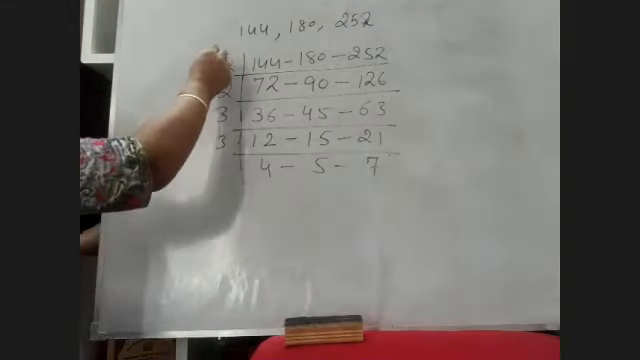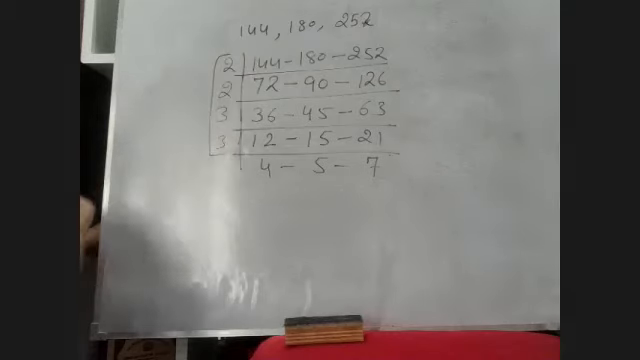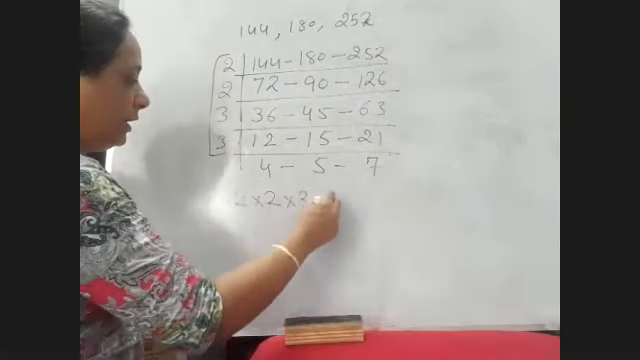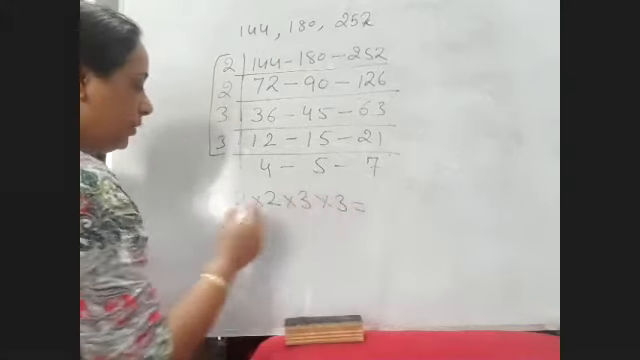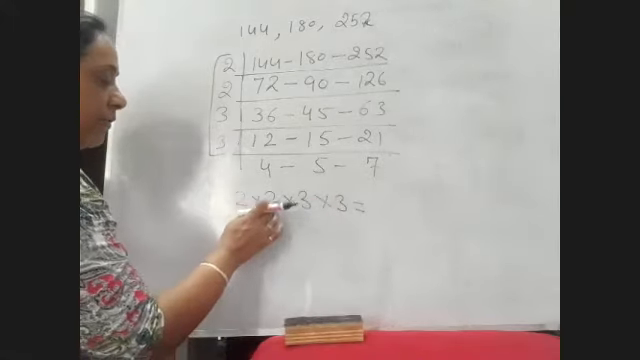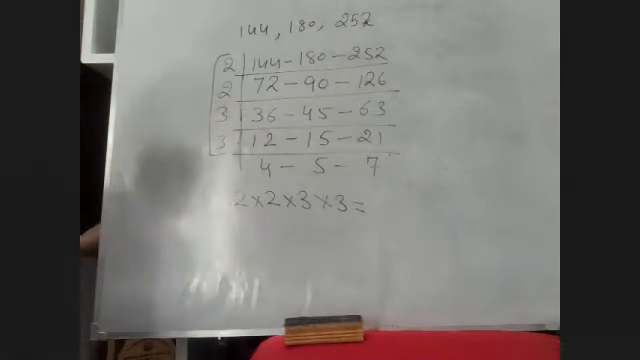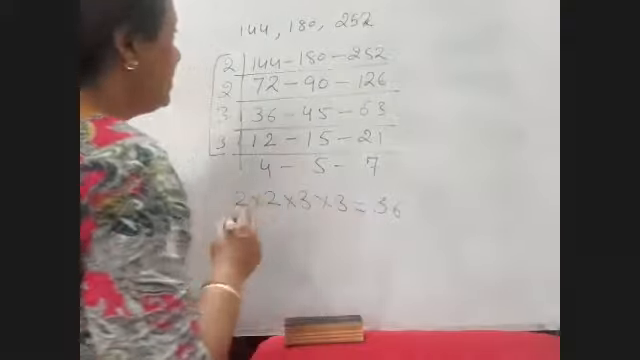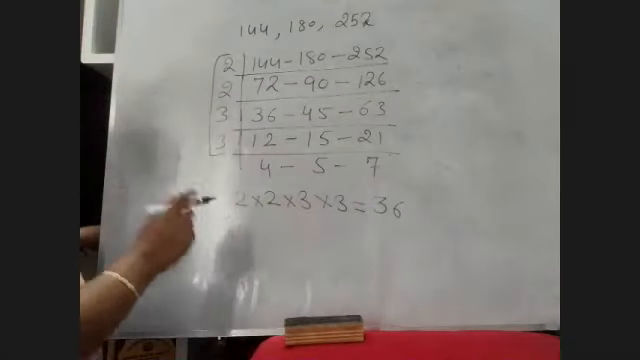So HCF of 144, 180, and 252 is 2 into 2 into 3 into 3. 2, 2 are 4, and 4, 3 are 12. 12, 3 are 36. So students, HCF of 144, 180, and 252 is 36.